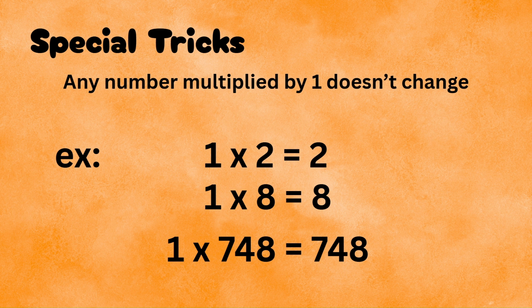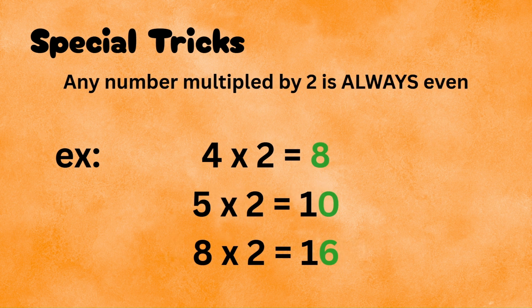Now, we're going to go over some special tricks to help you with multiplication. First, we start with the ones. Any number multiplied by 1 will not change. For example, 1 times 2 equals 2. 1 times 8 equals 8. 1 times 748 will equal 748. Any number multiplied by 1, no matter how big and outrageous the number is, will never change.